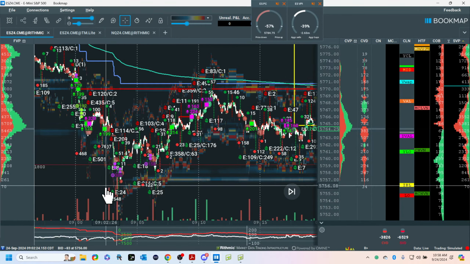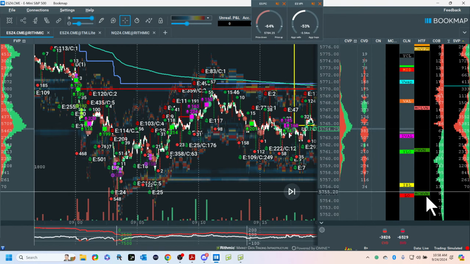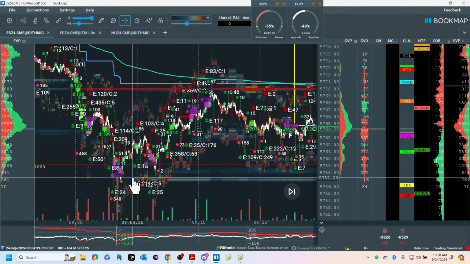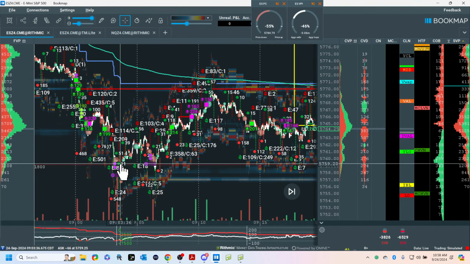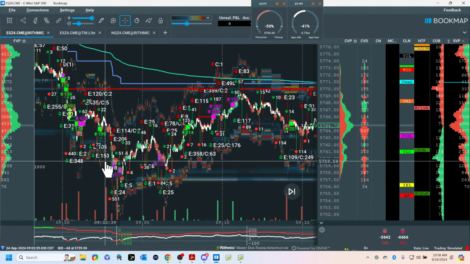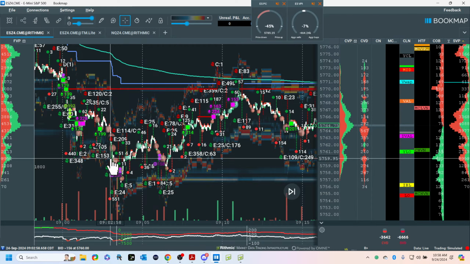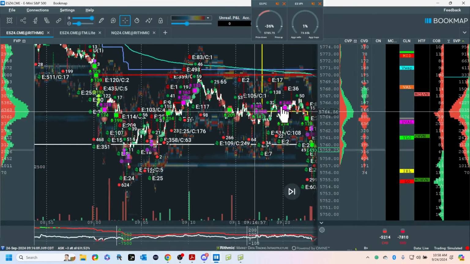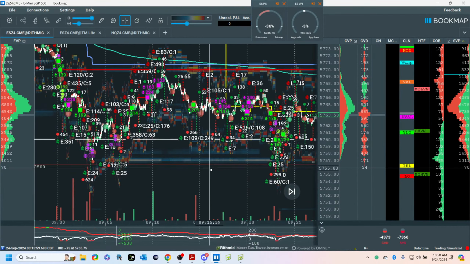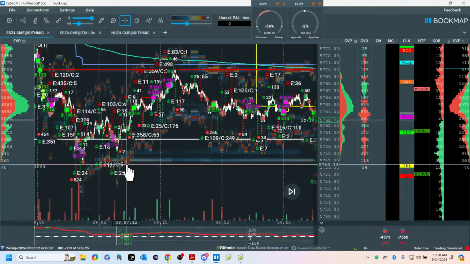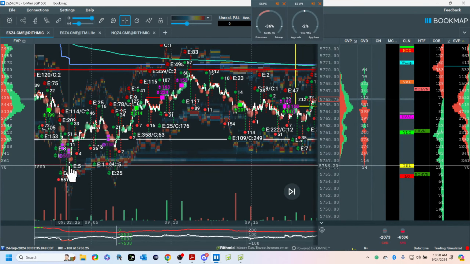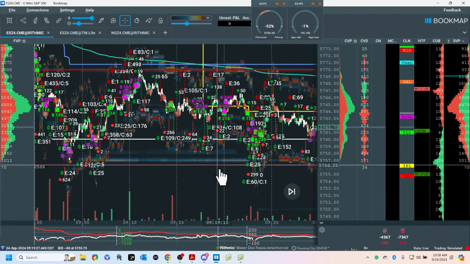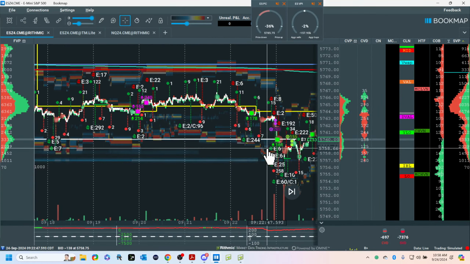And right in here, I'm pretty close to my target. And I said, well, this might right here. So I marked this. And I'm going to tell you, I don't know. There's no knowing. So let's watch. I get VPOC migration, which says potentially lower. But I already got my target. So let's watch. There were buyers here. And I come down and I see my buyers absorb again.